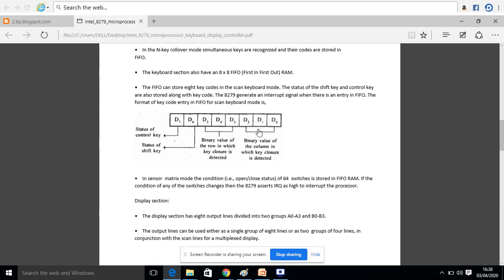this is the entry for D0 to D7. These are the LSB 3 bits, binary values which are used for key closure detection, and these are used for columns and these are used for rows. These two bits are used for the shift key and the control key.